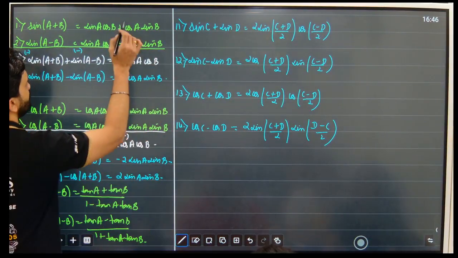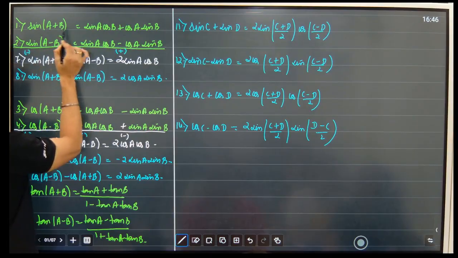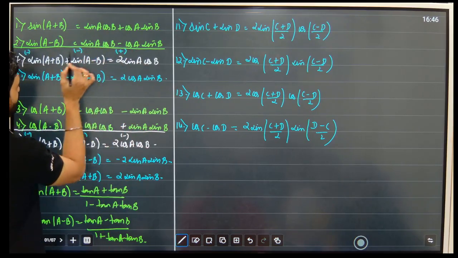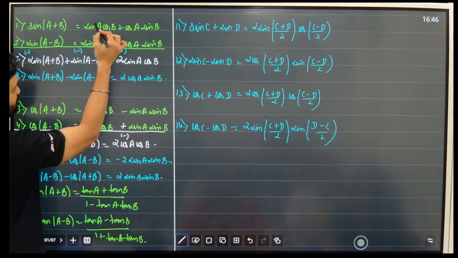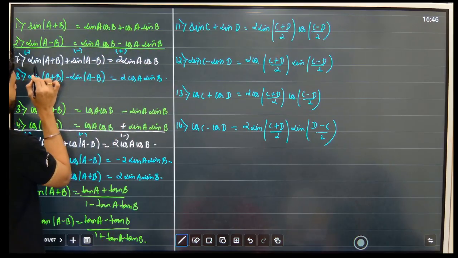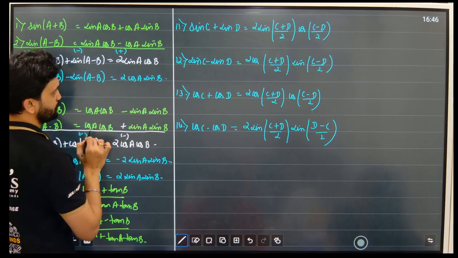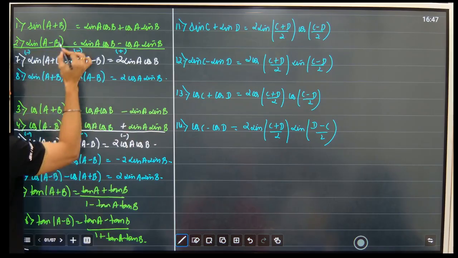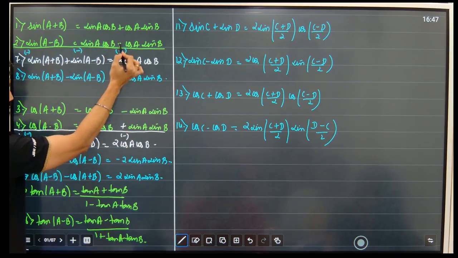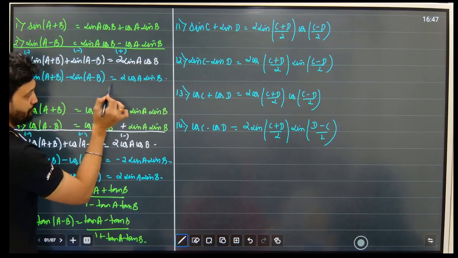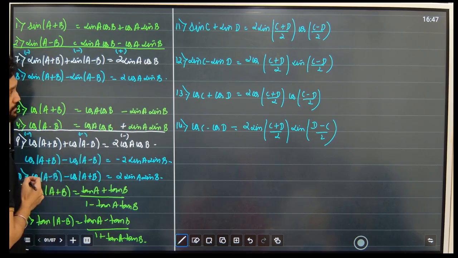In the last class we did the formulas for sin A plus B and sin A minus B. If I solve them simultaneously and add them, sin A plus B plus sin A minus B gives 2 sin A cos B. If I subtract them, I get the formula for 2 cos A sin B.